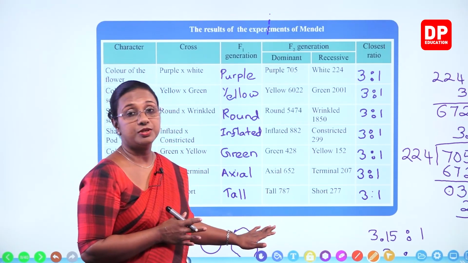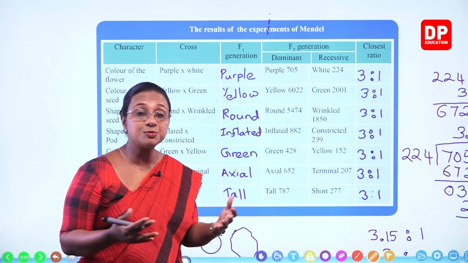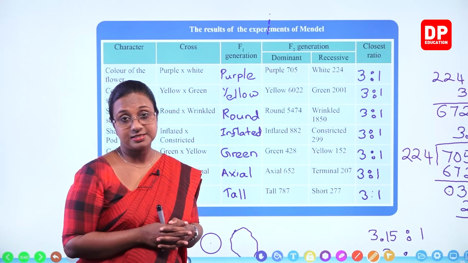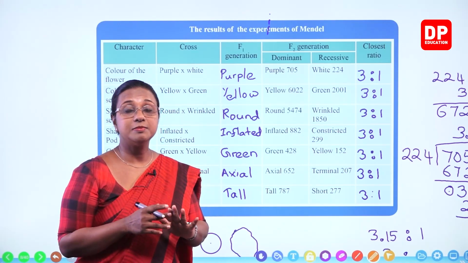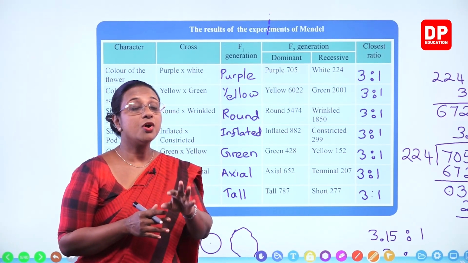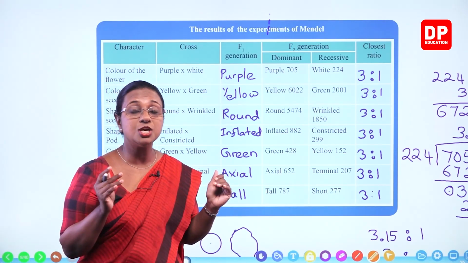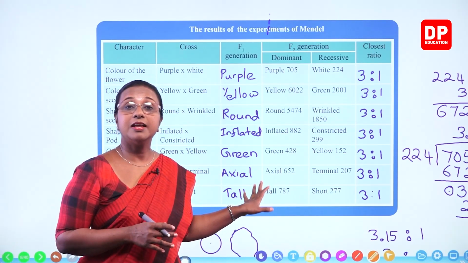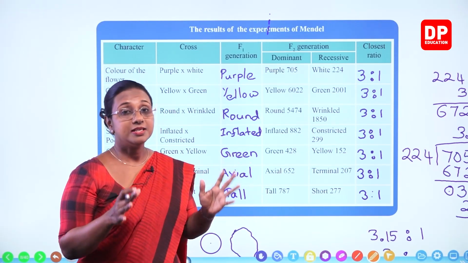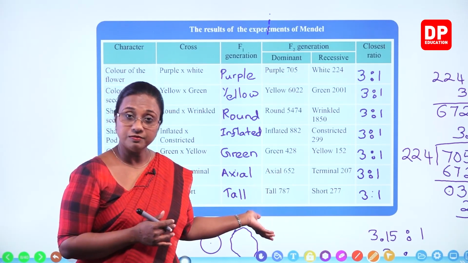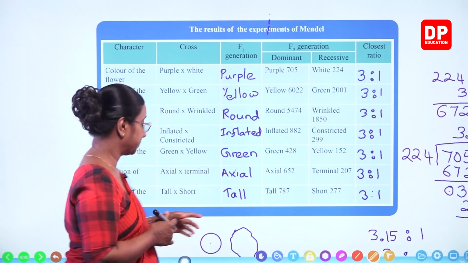From all these only, he proposed the concept of inheritance. He explained what inheritance is. And remember again, students, he did not have the knowledge about genetics, genes, or even about DNA molecules. That information, that knowledge was not there when Gregor Mendel explained inheritance. But whatever he explained is the correct explanation for inheritance. So we will move on to the next slide.